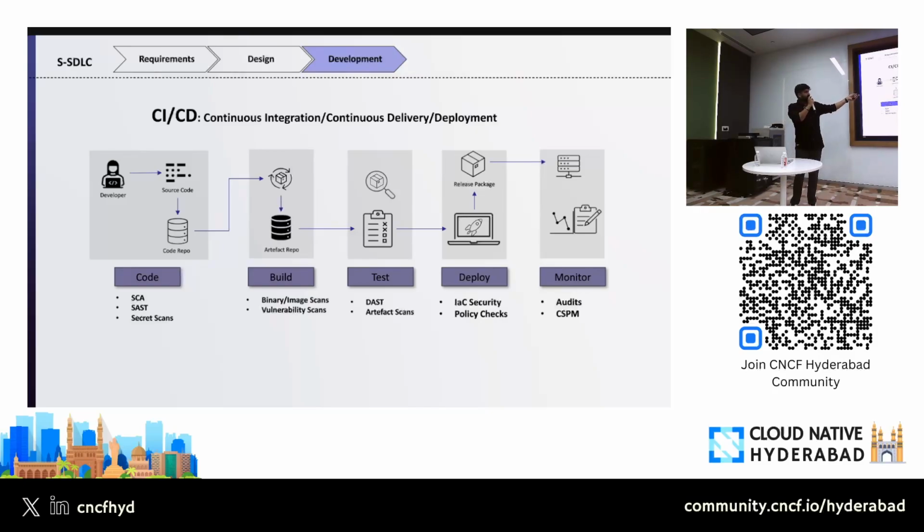Later, once the testing is done, those artifacts are deployed to pre-production and UAT environments. Then it will be deployed to production. Once production is done, we are going to monitor that. So this is how the stages typically look once development starts.